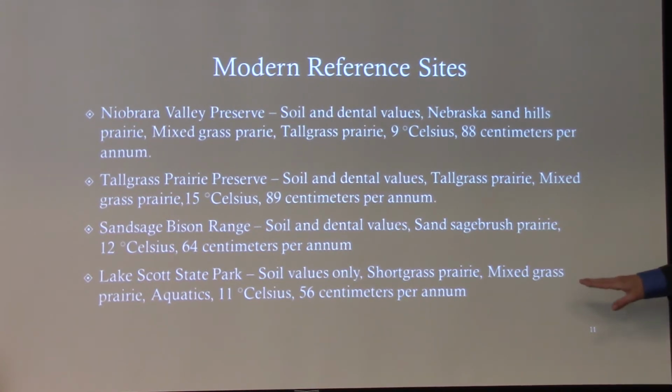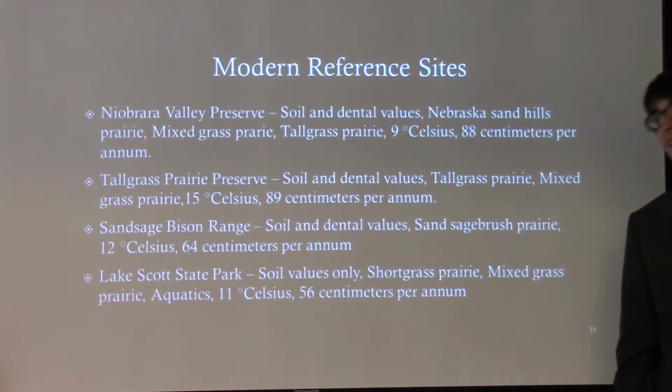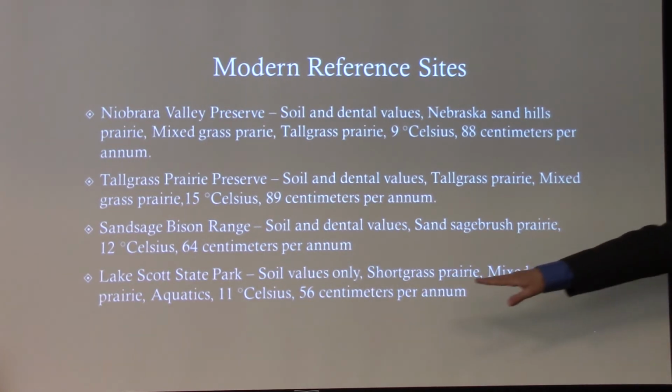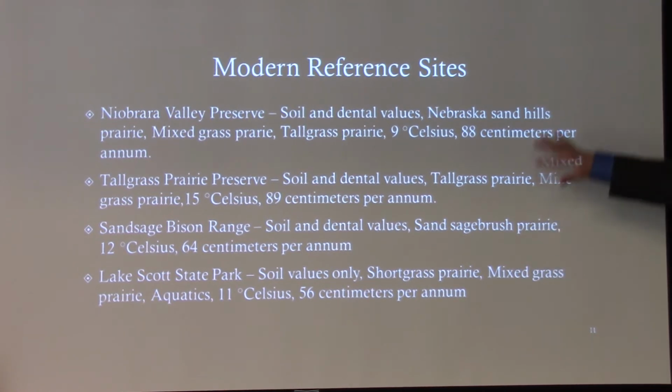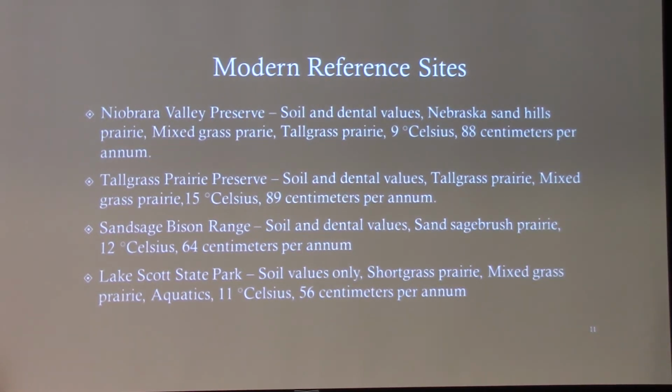There's also mixed grass prairie and aquatics located right near the lake. The average temperature is 12 degrees Celsius, and it receives 56 centimeters per annum of precipitation. So it's the driest, and then second driest, third, and then fourth.